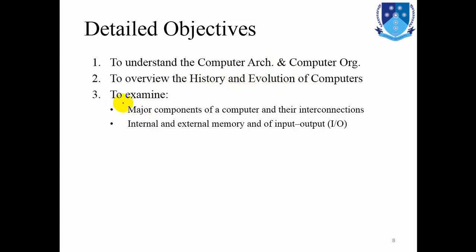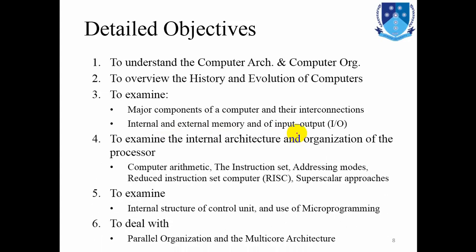The third objective of this course is to examine the major components of a computer system and their interconnections, that is, how these components are interconnected. Similarly, we have to examine the internal and external memory and the input and output devices used in a computer system.